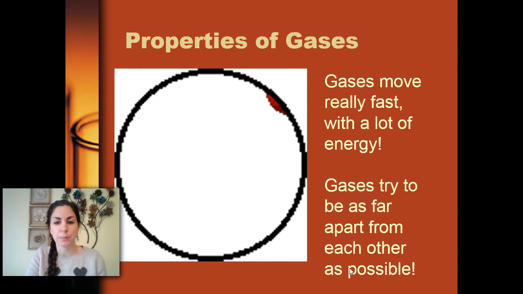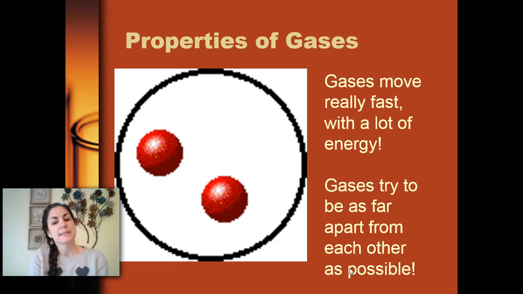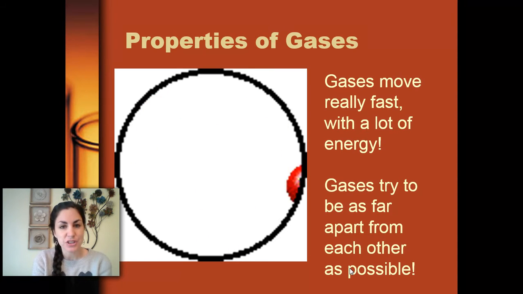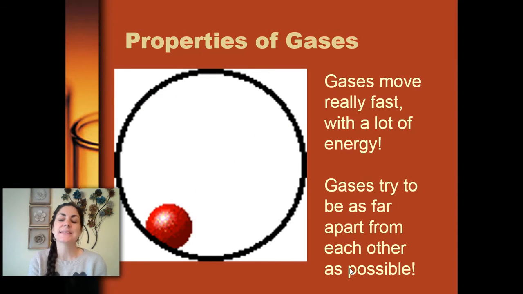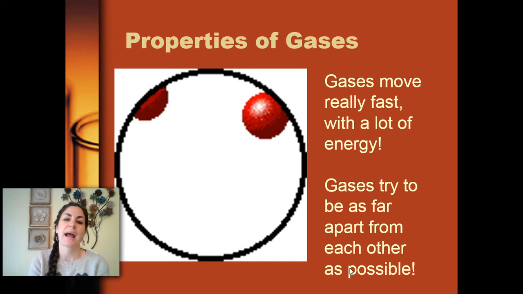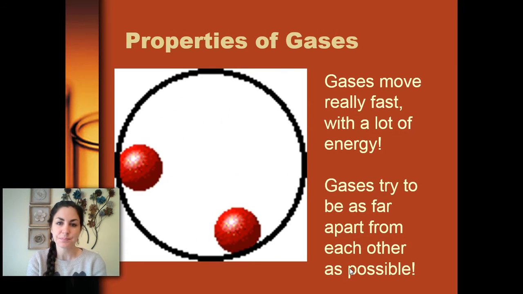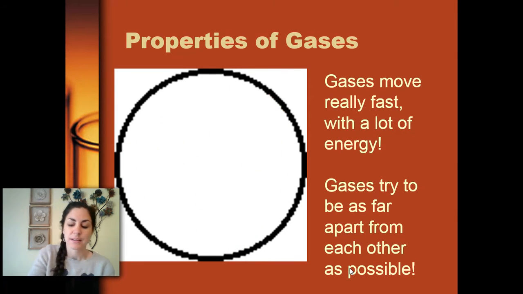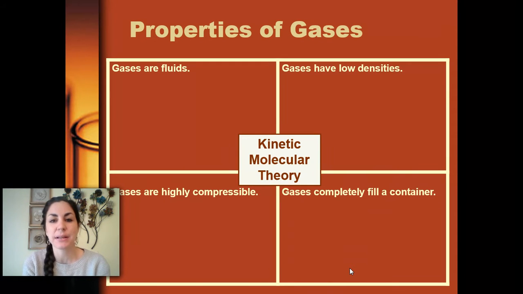Number 1, gases move really fast and with a lot of energy. And number 2, gases try to be as far apart from each other as possible. So taking a look at the kinetic molecular theory, each one of these boxes is going to be represented by the fact that atoms that are gases move very fast and are very far apart from each other.